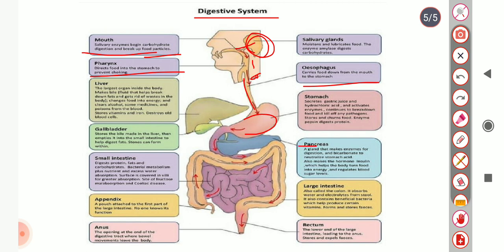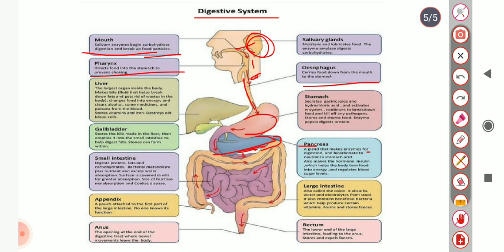This is the pancreas. The pancreas is a gland that makes enzymes for digestion and bicarbonate to neutralize the stomach acid. It also makes the hormone insulin, which helps the body turn food into energy and regulate the blood sugar level.